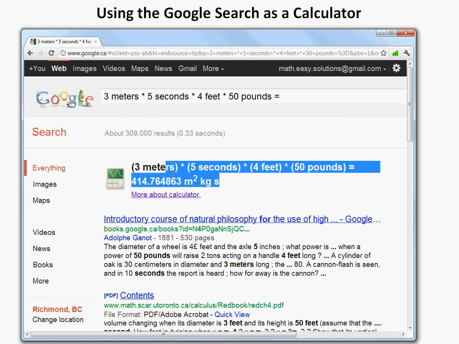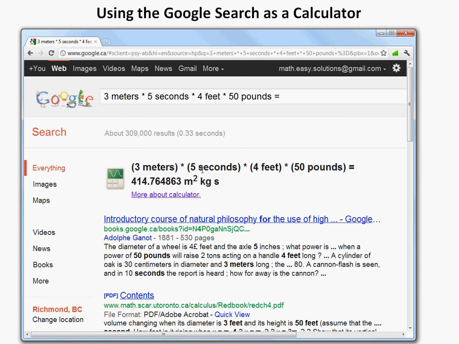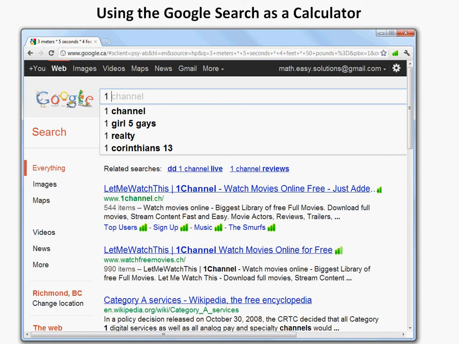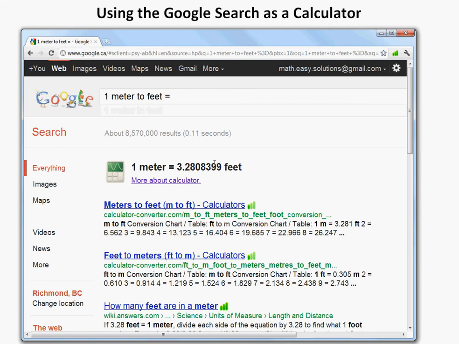So this is what you can do with it. You don't even need to worry about how many feet are in 1 meter. It doesn't matter because it already does it for you. Or, if you want to know how much 1 meter is, say 1 meter to feet equals, there you go, 1 meter is 3.280, whatever.